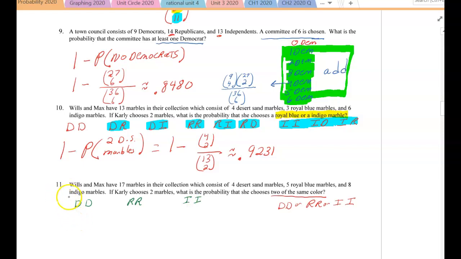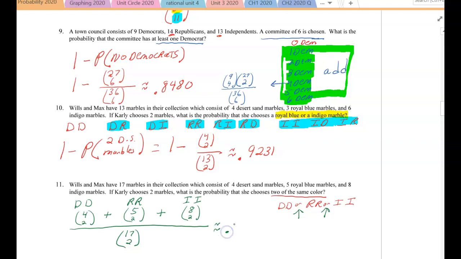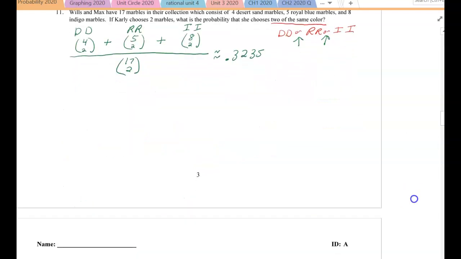So for the 2 desert sands, it's 4 choose 2. For the royal blues, it's 5 choose 2. And for the indigo, 8 choose 2. Now, the key word here is or. Remember, we talked about the word and in general means to multiply. In general, the word or means to add. So I'm going to add all those up and then divide by the total. There are 17 marbles, and she wants to choose 2 of them. Doing this in my calculator, I get 0.3235. Let's go to the next page.